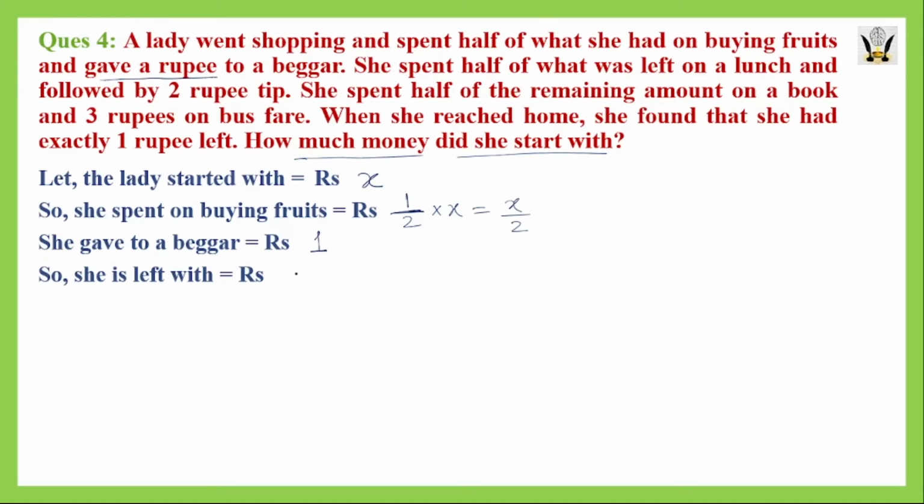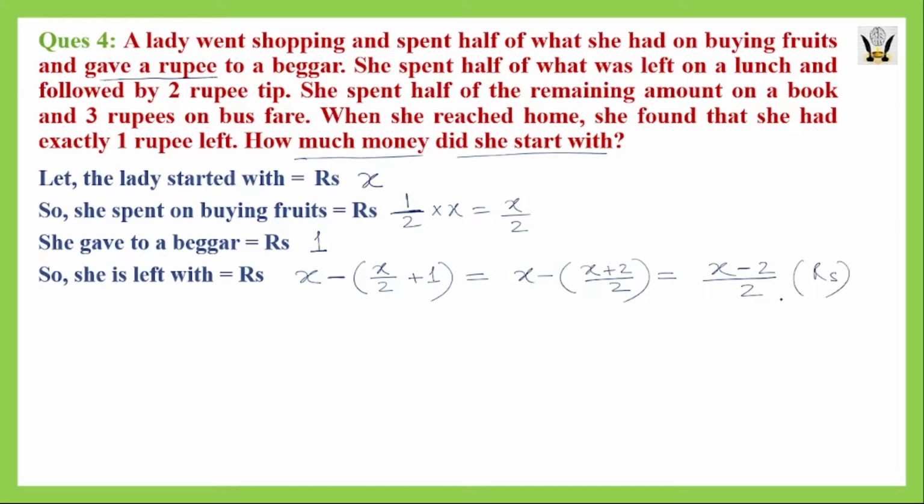Now how much is she left with? Initially she had x. From that x, she has spent x by 2 on buying fruits, and she has given 1 rupee to that beggar. So how much will she be left with? It will be x minus x by 2 minus 1, which simplifies to x minus 2 divided by 2, this much rupees.